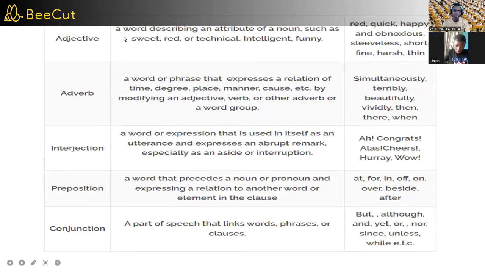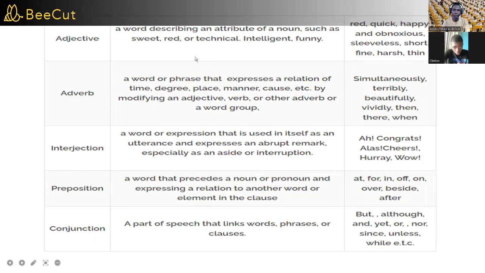Okay, we'll talk about the adjective now. An adjective is a word describing an attribute of a noun. So take note of that. An adjective is always working with a noun. Without a noun, there cannot be an adjective. A word describing an attribute of a noun, such as sweet, red, technical, intelligent, funny, and so on. Examples also include weak, happy, obnoxious, sleeveless, short, fine, harsh, thin, and so on.